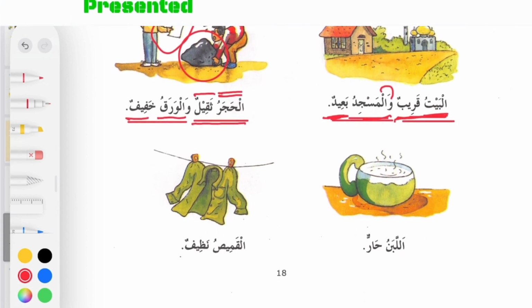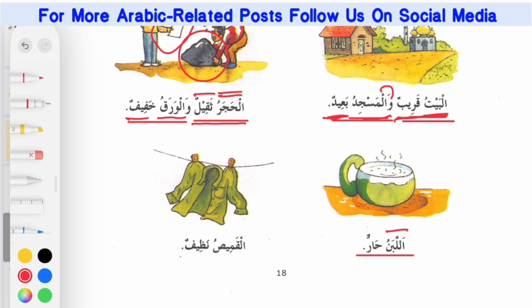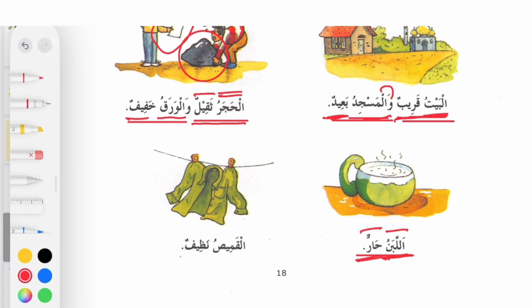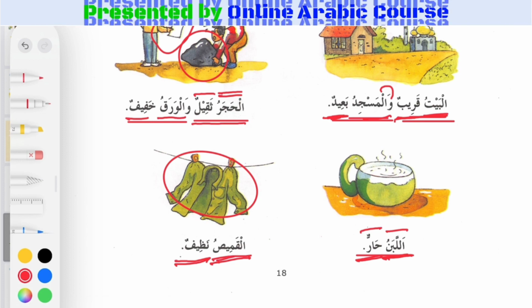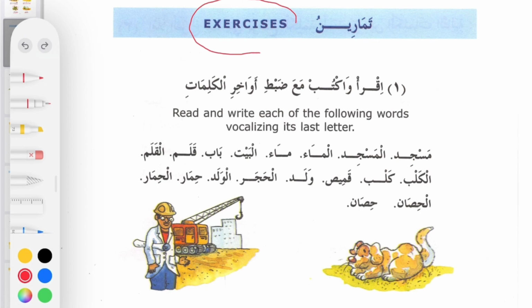The same way, Al-labanu harun. Al-laban means milk. The milk is hot. Al-labanu, the milk, harun is hot. Al-labanu harun, the milk is hot. Al-qamisu nadifun. Al-qamisu means shirt. Al-qamisu, the shirt. The shirt is nadifun, clean. The shirt is clean. And now the exercises portion 1 of this lesson.